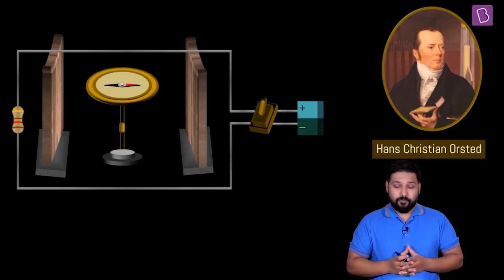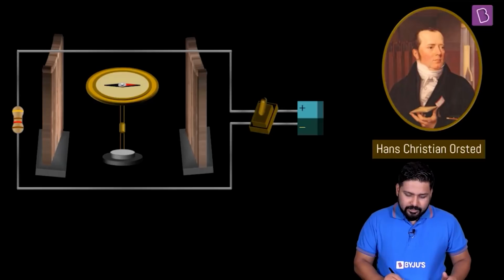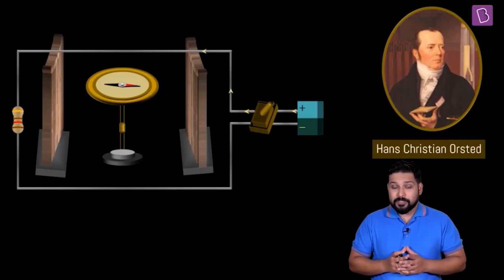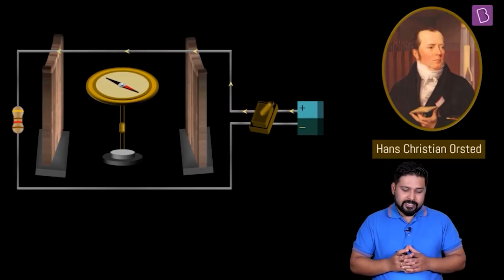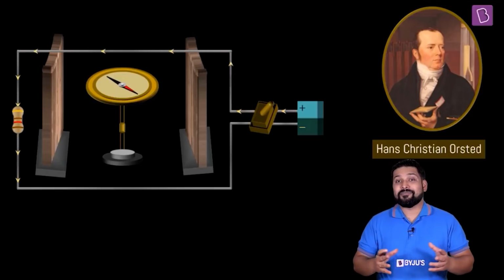How did he prove this? Well, he had a setup like this and he connected it to the cell. In the vicinity, there was a magnetic compass. And what he saw was, as the current started flowing in the wire, the magnetic compass started getting deflected.